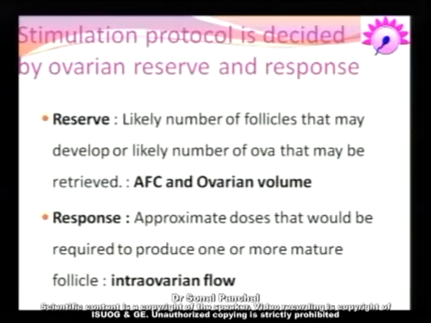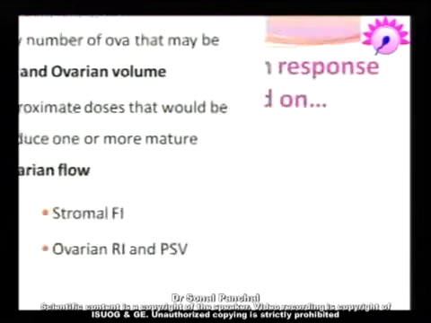I would like to differentiate these 2 things clearly, because reserve means how many follicles you are going to get at the end of the stimulation. And therefore, that depends on the antral follicle count and the ovarian volume. And by response, we mean how much push it's going to require to get stimulated. That means what would be the doses required. And that should depend on the intra-ovarian flow.